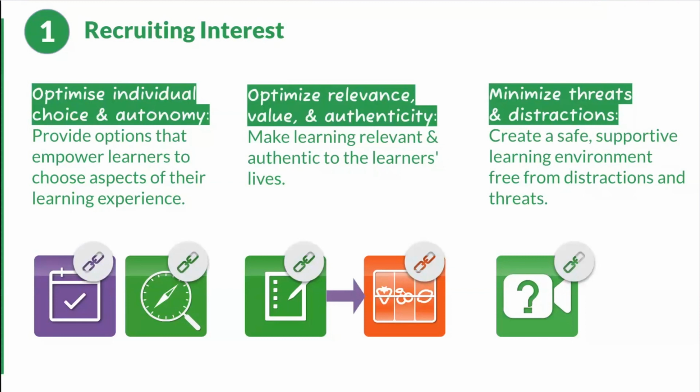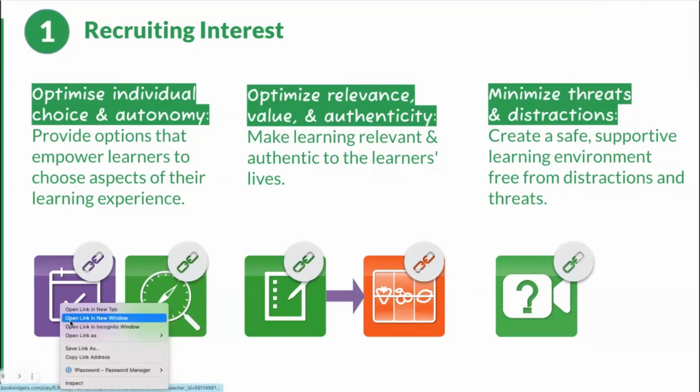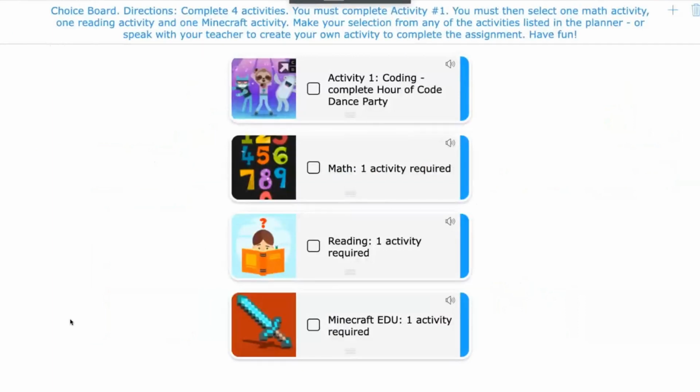So let me show you some various widget activities that can help this. For optimizing choice and autonomy, I highly recommend our planner widget. This is a great way to encourage voice and choice. In this case, we have some different activities that students are going to choose from. You can see we have the link over here, this arrow that's going to indicate that it's going to take us out to somewhere. So I'll just click on it real quick.